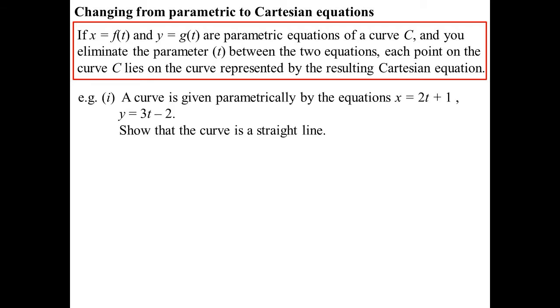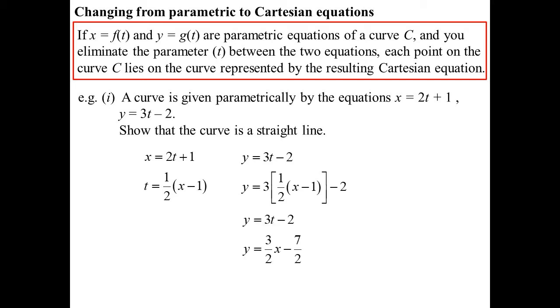So if I'd got this one here, x is 2t plus 1, y is 3t minus 2. They're telling me this should be a straight line. Okay, well let's go show it. It doesn't matter which way around I go. I just need to make t the subject in one of these, substitute it into the other. So if I make t the subject of the x equation, I get that t is a half of x minus 1. Substitute it into the y equation and play around with it, and sure enough, that's something we recognise to be a straight line.